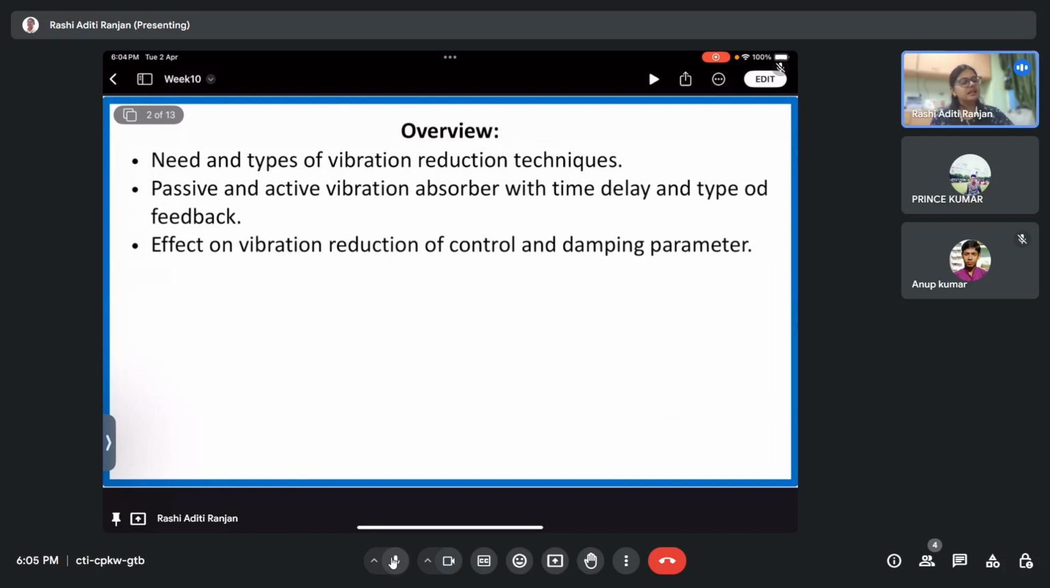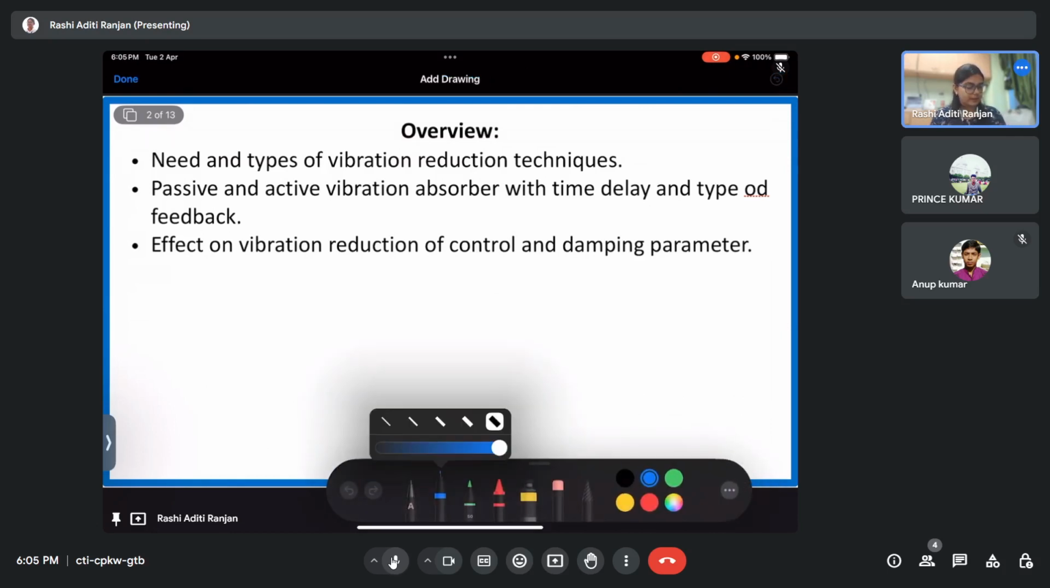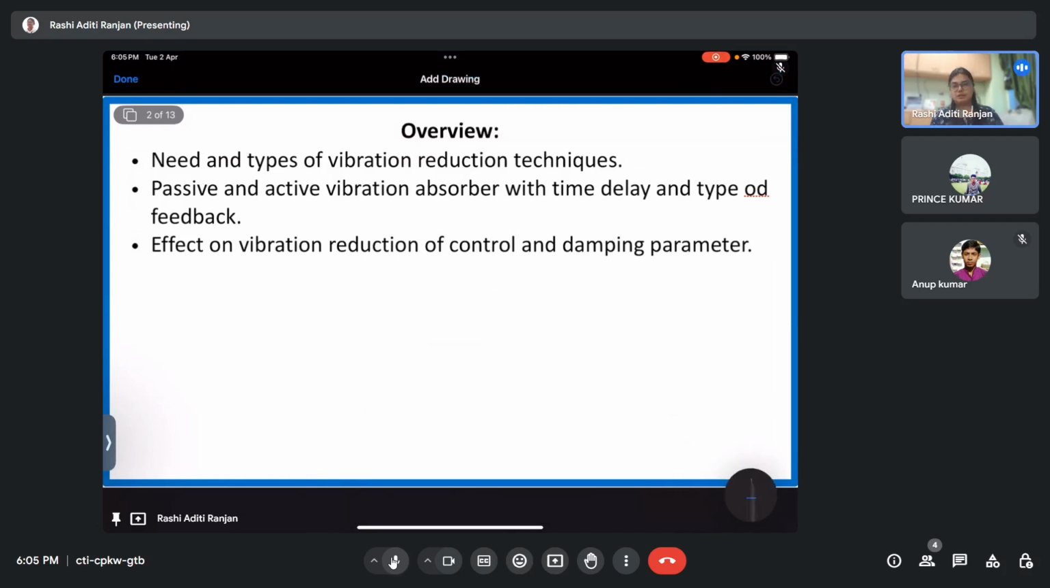So coming to that, what is the need of vibration reduction? When we talk about mechanical systems, there are certain cases wherein vibration is introduced in the system, that too unwanted vibrations. For example, a car that is traveling on a bumpy road. As you know, suspension systems are introduced in a vehicle in order to reduce the vibration due to the car traveling on an uneven road. So that is why reduction of vibration is needed.